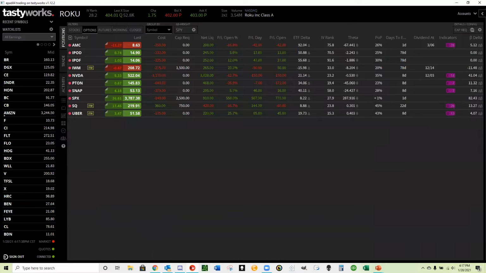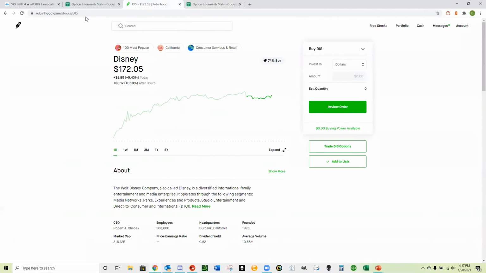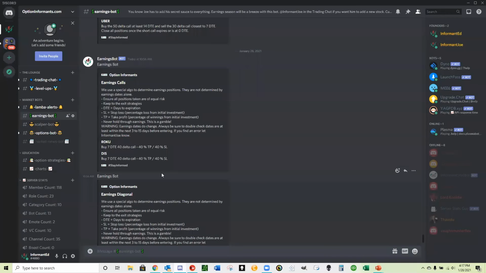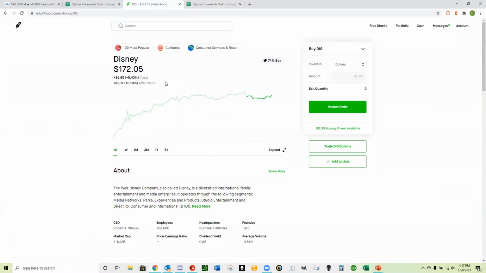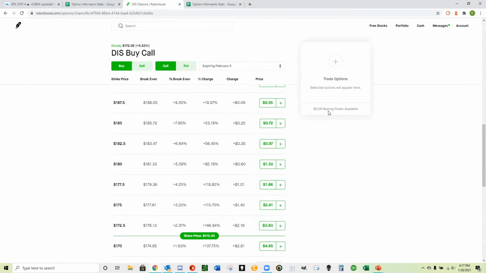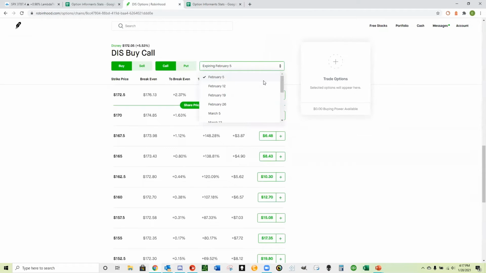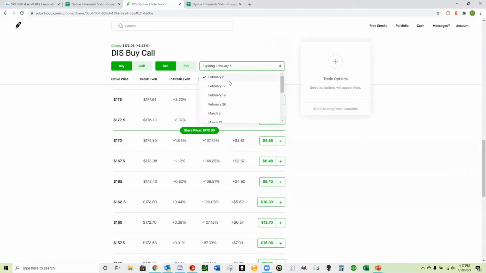So that's on the Tastyworks platform. Let me just go ahead and jump into Robinhood. I think I was looking at this earlier. Okay, so let's take, for example, Disney here, right? Buy the 7. So on Robinhood, it's a little different, right? You have this trade Disney options, and so you're going to have to do a little bit more math in your head.